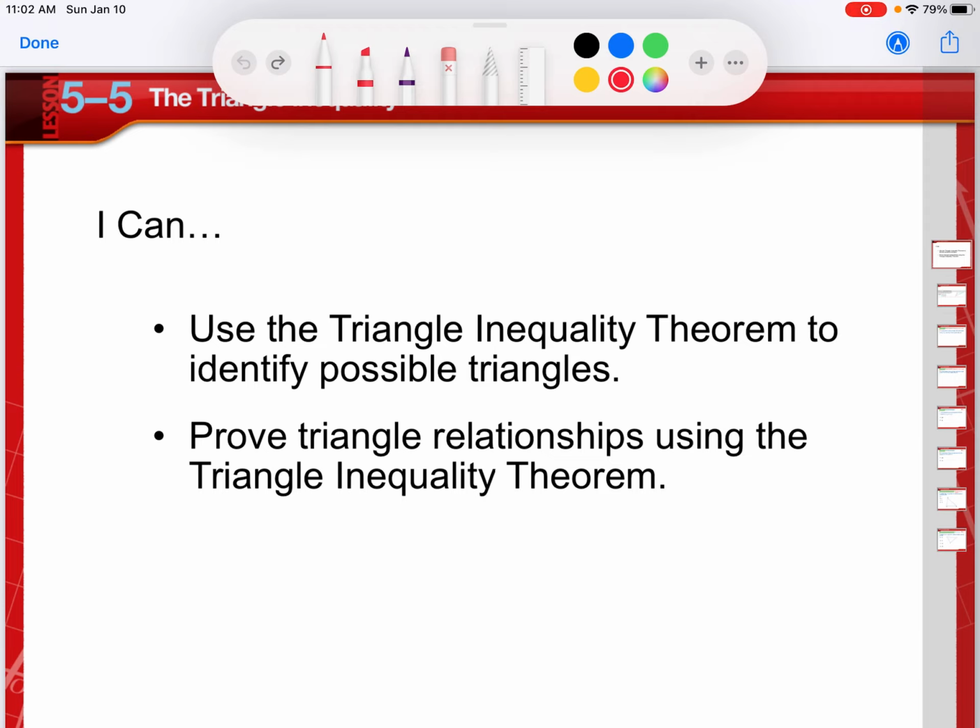So the I can statements for today are: I can use the triangle inequality theorem to identify possible triangles, and I can prove triangle relationships using the triangle inequality theorem.